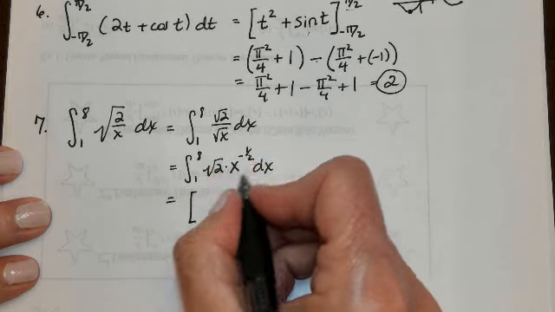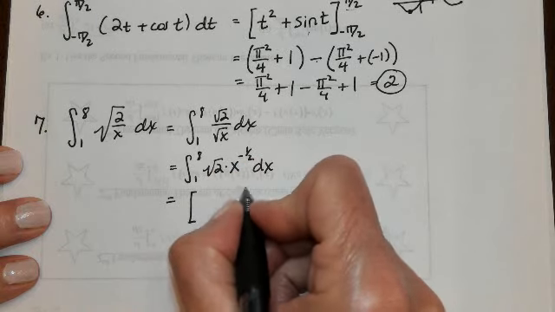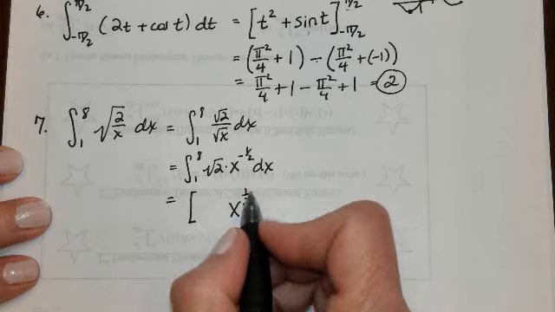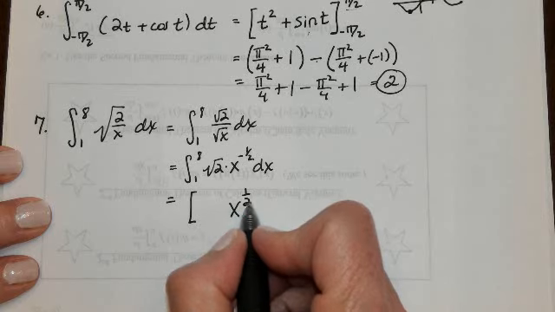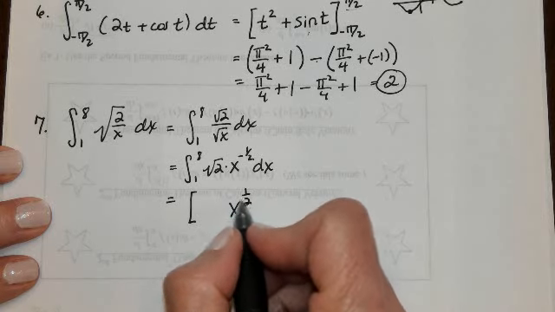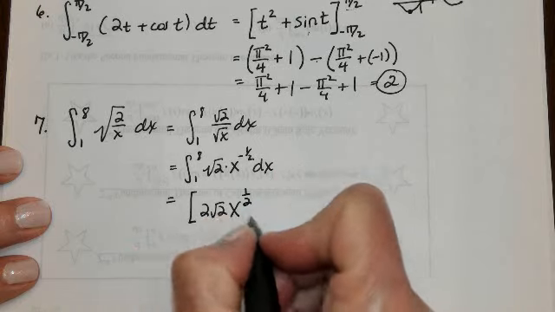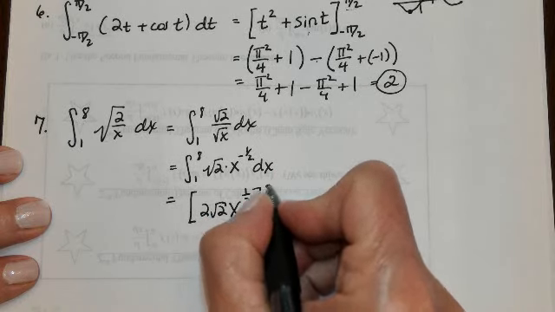Start with your x to the power. So our new power will be positive 1/2 because we add 1 to negative 1/2. Now I'm going to be multiplying my coefficient times 2 because that's the reciprocal of 1/2, right? So this will be 2 square root of 2. And then we evaluate that from 1 to 8.